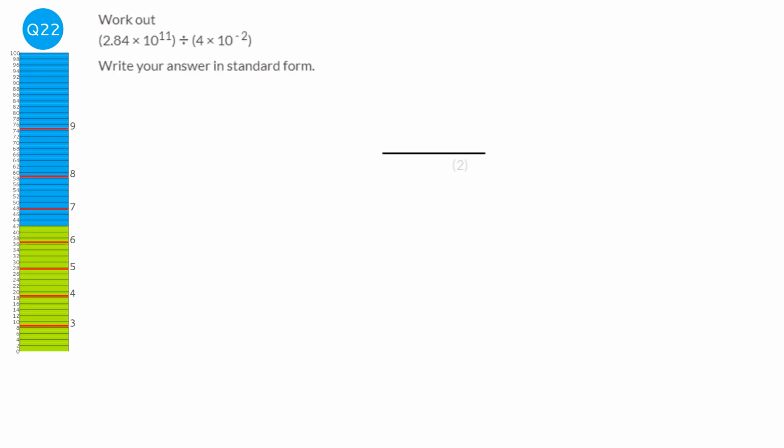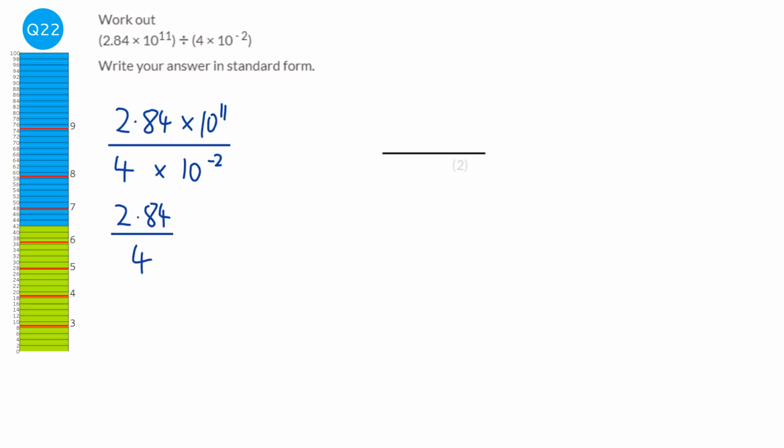So we can write this as a fraction. So it would be 2.84 times 10 to the power of 11 over 4 times 10 to the power of minus 2. What we can do is split this up into two fractions. So 2.84 over 4, times 10 to the power 11 over 10 to the power of minus 2.